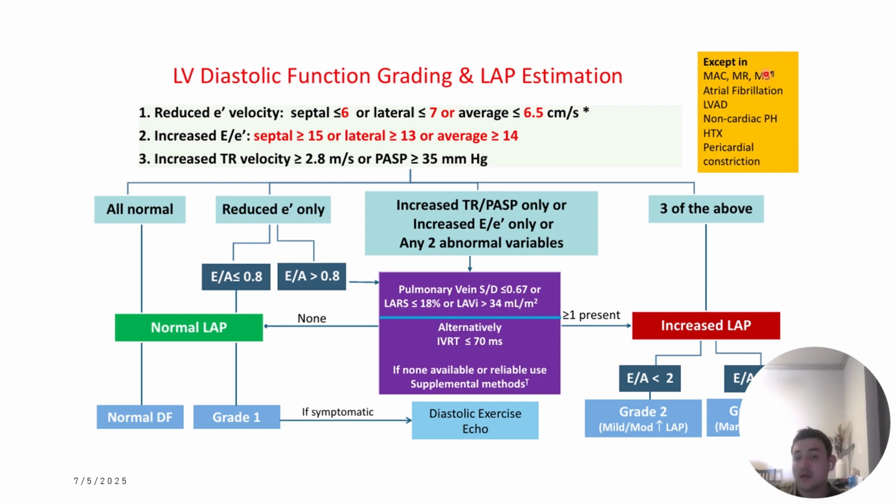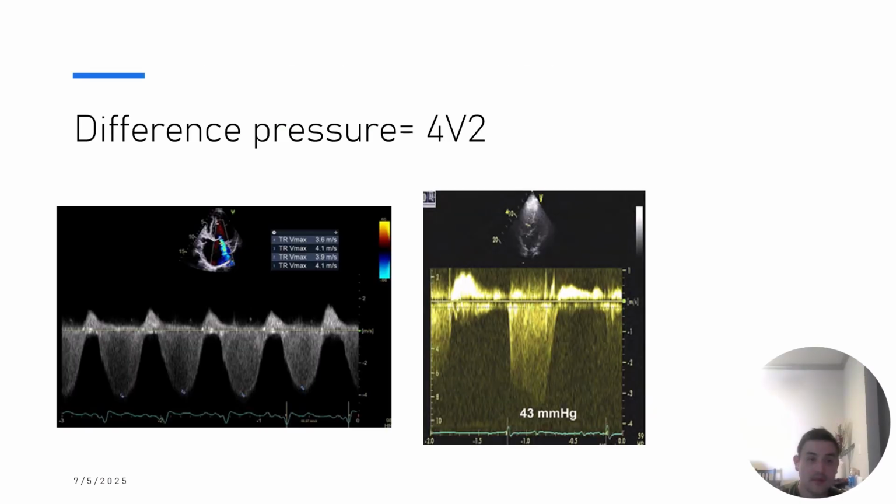What happens in MS? In MS, you're going to have a narrower orifice, so it's going to be hard for the LA to squeeze blood into the LV.